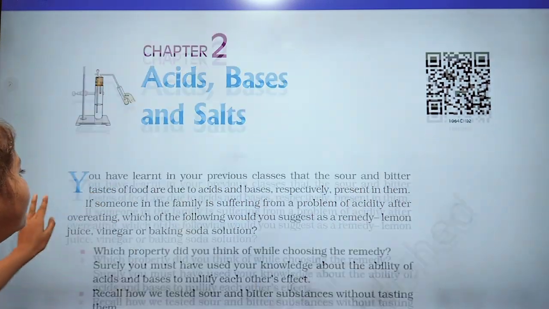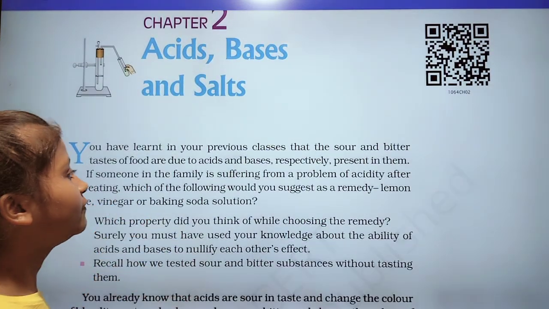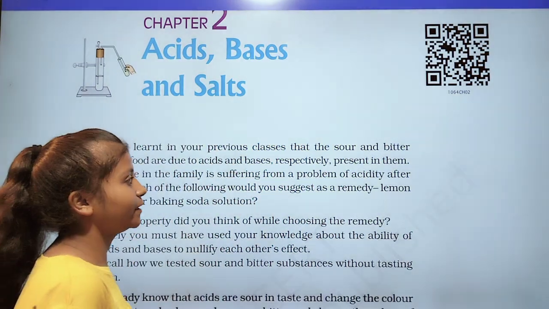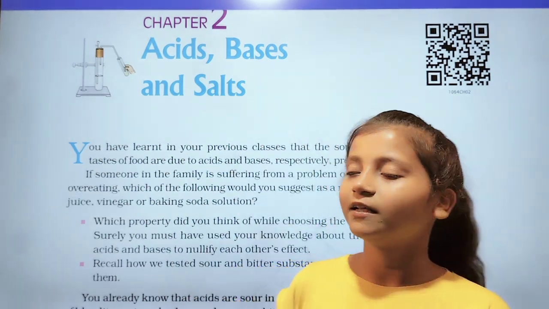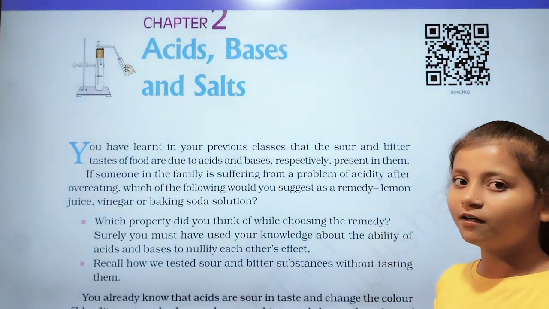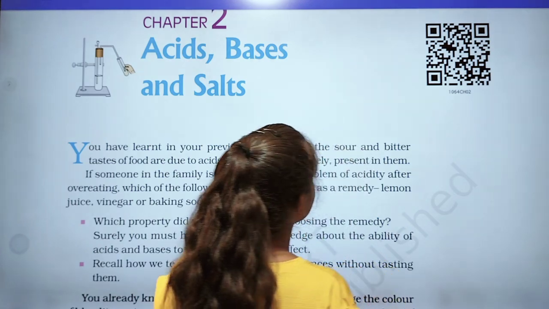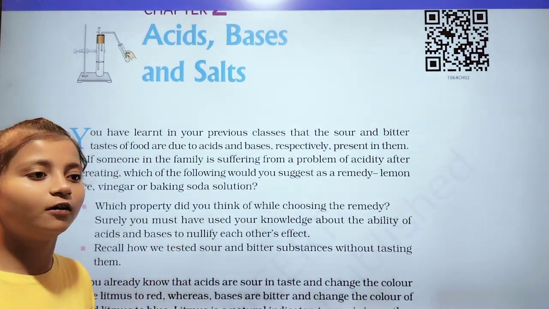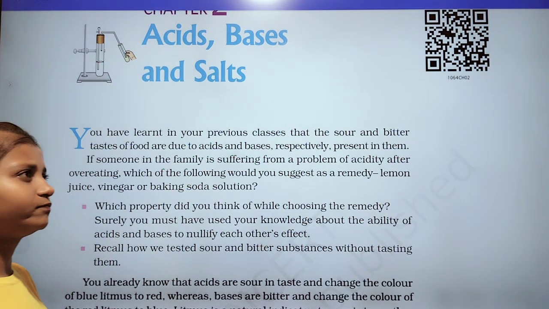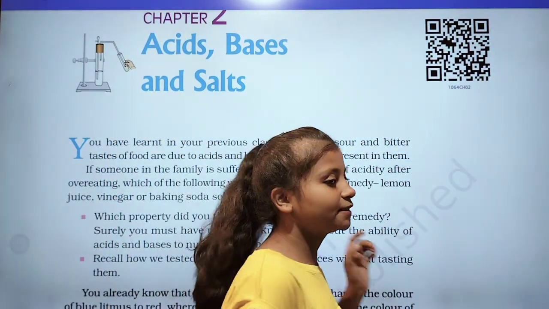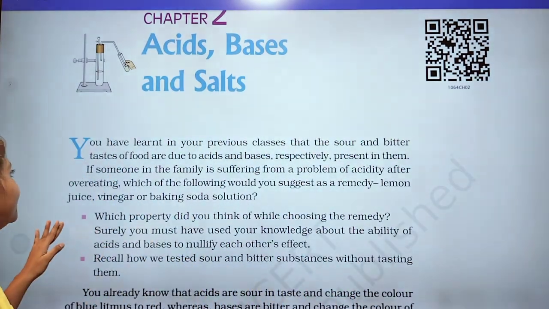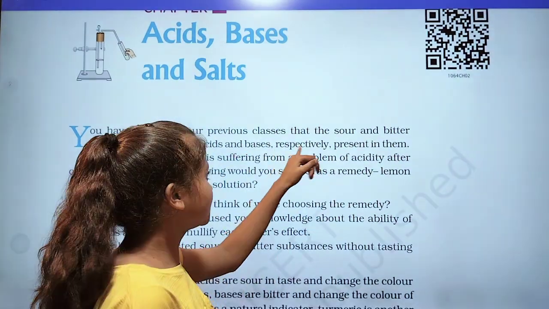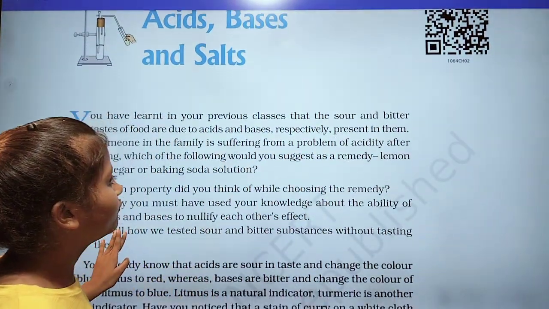Let's start this chapter. Firstly, you have learned in your previous classes that the sour and bitter tastes of food are due to acid and base respectively. Sour means the taste of, we can say, tamarind, and bitter, we can say, bitter gourd. It means acids are sour and bases are bitter respectively.